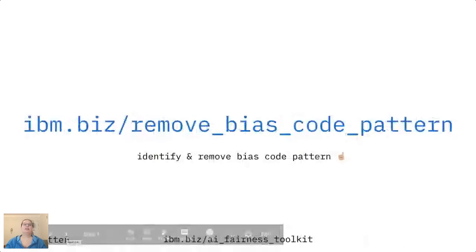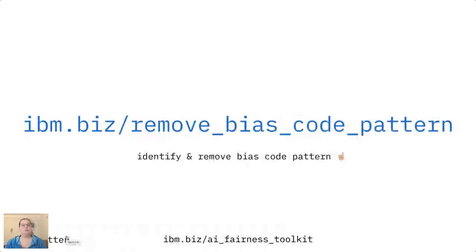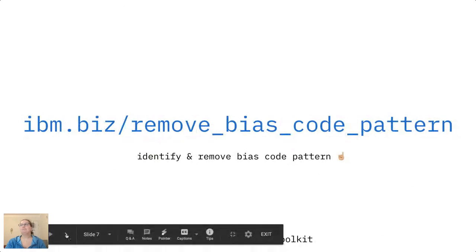There's a few things that we'll need today. The first one will be an IBM Cloud account. The second one will be the identify and remove bias code pattern that will give you access to the GitHub repository, and that's where you'll be accessing the data sets we'll be using today from.